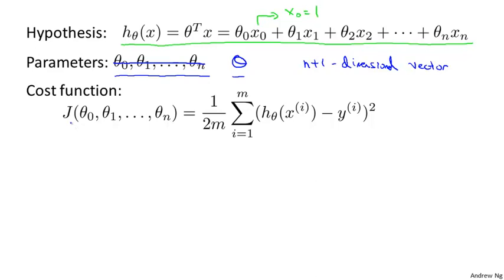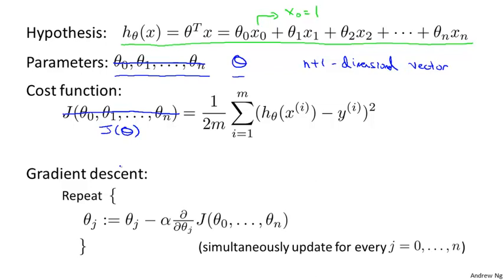Our cost function is J of theta 0 through theta n, which is given by this usual sum of squared errors term. But again, instead of thinking of J as a function of these n plus 1 numbers, I'm going to more commonly write J as just a function of the parameter vector theta, so that theta here is a vector.